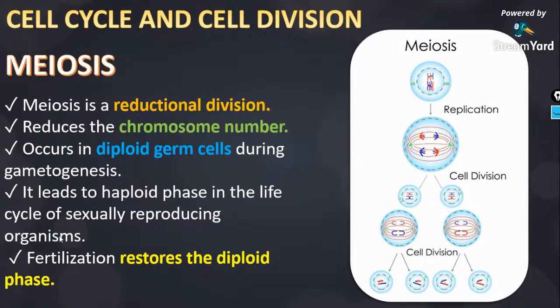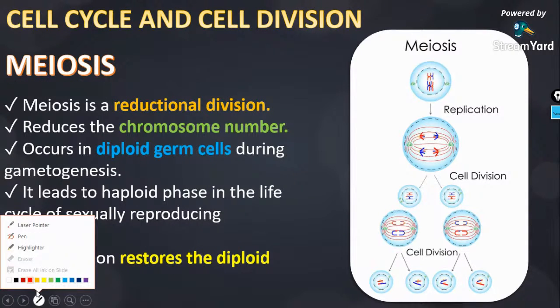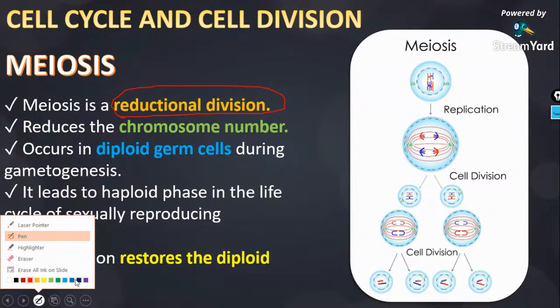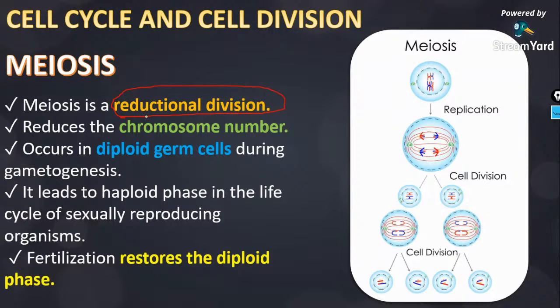Okay, then, guys, we are going to start today's session on meiosis. Last class, we learned about mitosis, which is known as the equational division. Now we are going to start with meiosis, which is known as the reductional division. Meiosis, or reductional division, reduces the chromosomal number.